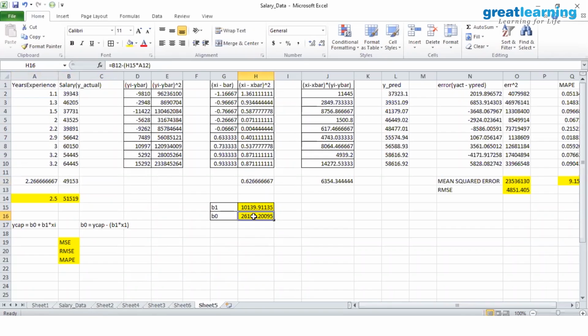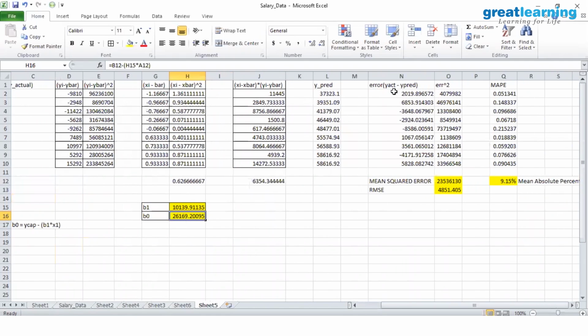It is the best value of this B1 and X1 without any other condition. I'm considering this is the best line. The average of Y values and average of X values is the best line. So I'm taking the average of the X and Y value to find the intercept B0. And one more important thing I have told you is the error, how to find the MSE and RMSE.